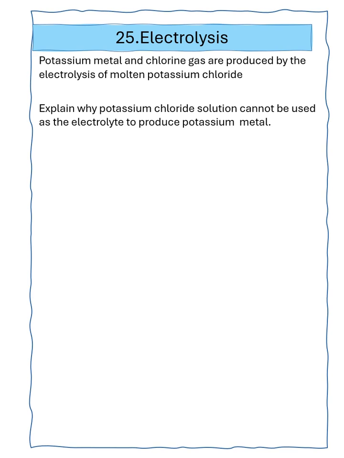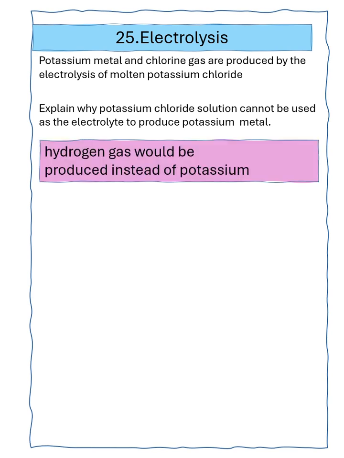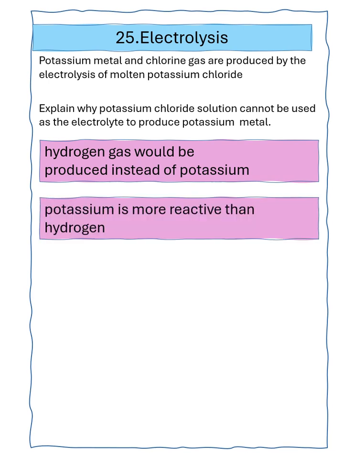Whereas if we use potassium chloride in solution, we've also got water. So we've got the ions present from water, which are hydrogen and hydroxide. The thing to remember is that if the metal is more reactive than the hydrogen, we get hydrogen gas produced. Potassium is more reactive than hydrogen, therefore hydrogen gas will be produced instead of potassium, because potassium is more reactive than hydrogen.